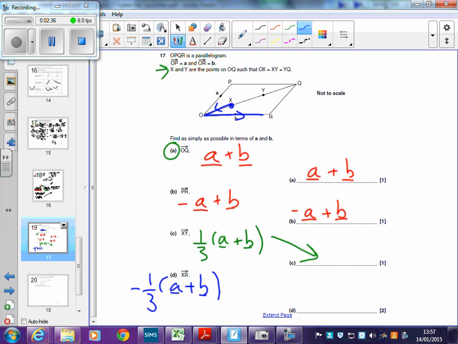And then we're going to add on B, because then we've got to go along the bottom in order to get to the R. Simplifying that, okay, looking at the A's first, that's going to give me minus a third of A. And then I've got minus a third of B plus B, which altogether gives me two thirds of B.